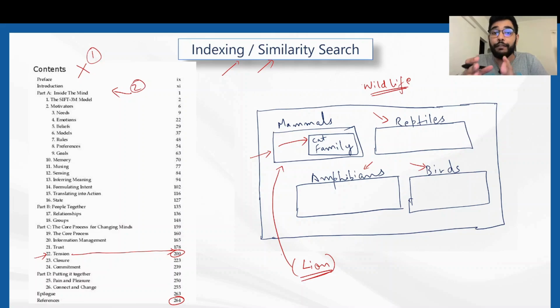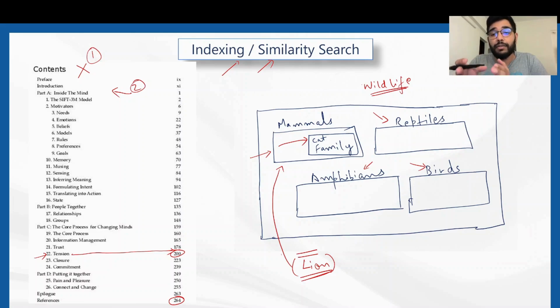This is what is meant by efficient indexing and similarity search. Similarity search means efficiently finding the similar topic with respect to your query, getting the similar information with respect to a query that the user has.